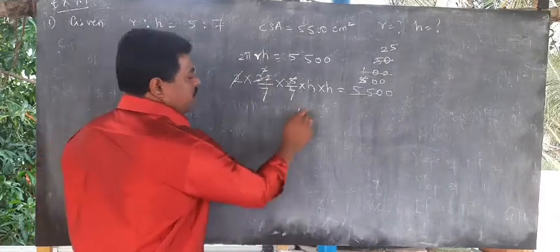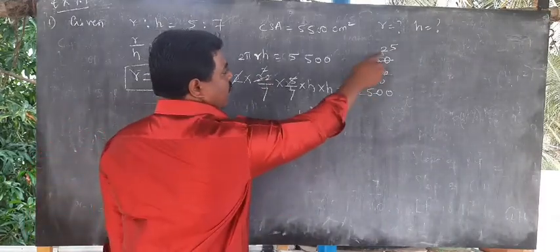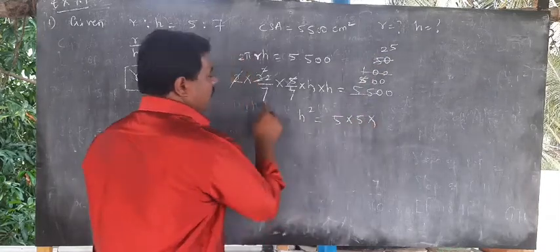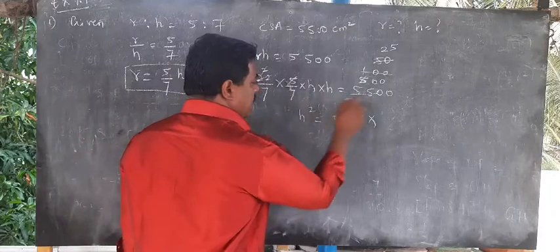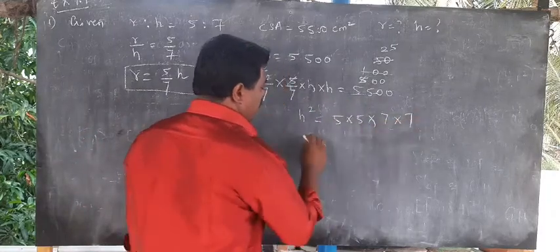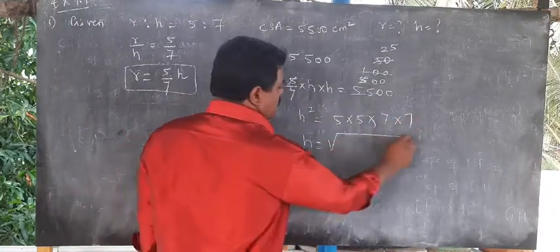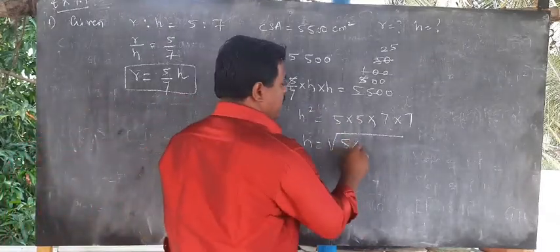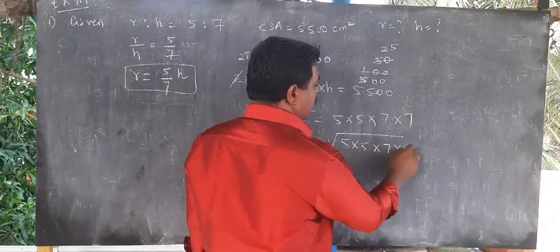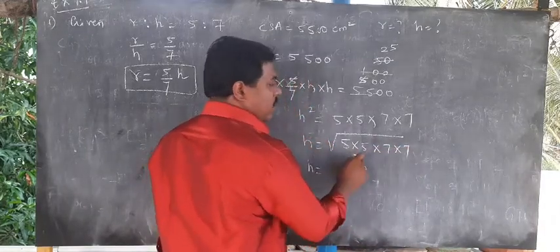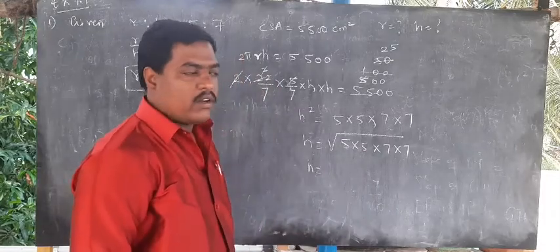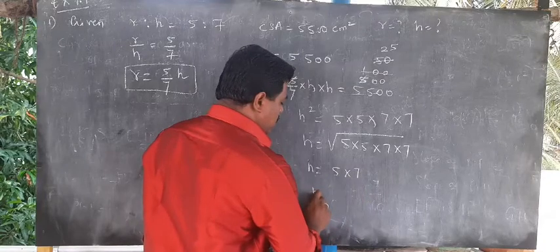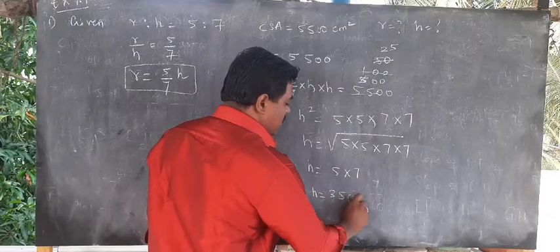Here h square is 25 times 7 into 7 divided by 5 into 5. Taking square root, h equal to 5 into 7, since there are 2 times each, we write 1 time 5 and 7. So h equal to 35 centimeter.